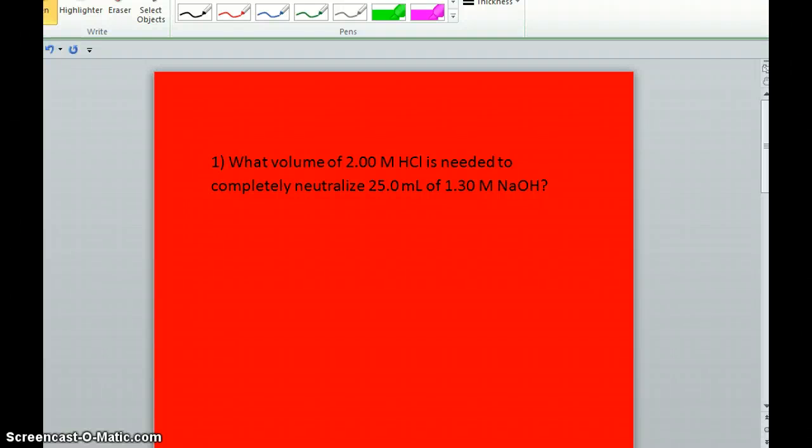So, let's talk more about pH and pOH of strong acids and strong bases, but this time let's talk about it in regards to reactions between the two. For instance, here we're asked a question about the volume of HCl, hydrochloric acid, that we need to completely neutralize 25 milliliters of sodium hydroxide.